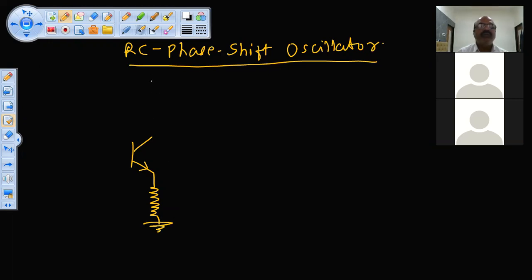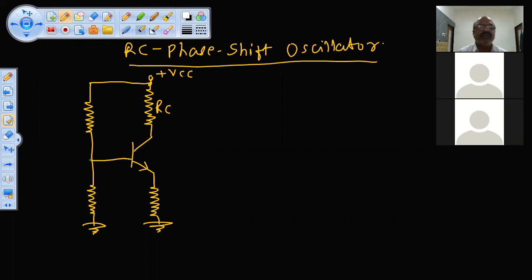Connected to ground. The RC. This is plus VCC power supply. This is your voltage divider bias network that we already discussed in the second chapter.